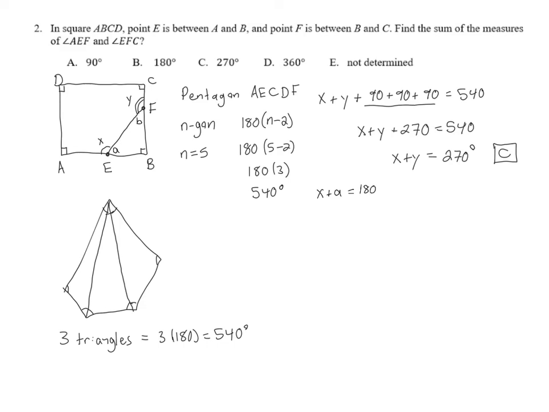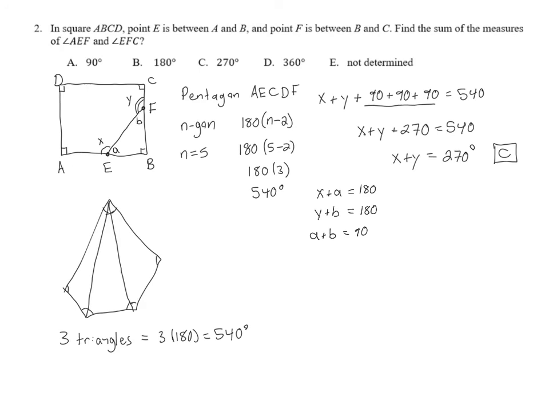Similarly, we can see that Y plus B also has to be 180 degrees, because that's a straight angle that comes from the side of that square. But we also notice that A plus B has to be 90 degrees, because when you have a right triangle, the sum of the angles will be 180 degrees, and when you take away the right angle, the sum of the remaining angles has to be 90 degrees.